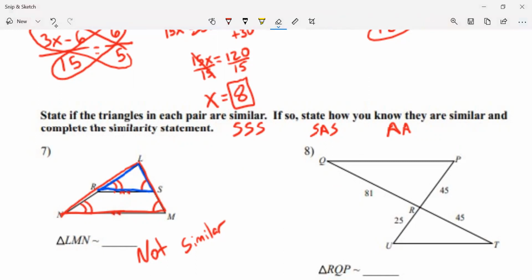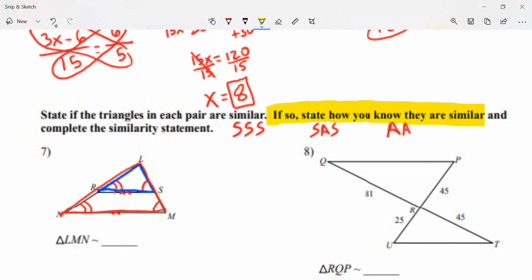Notice how I capitalized my N for not, but not the S for similar. Remember in your English classes, they ask you to capitalize the first letter when you write a sentence? Same thing here, okay? Capitalize the first letter. But in this case, they are similar. So I'm still reading here. If so, state how you know they are similar and complete the similarity statement.